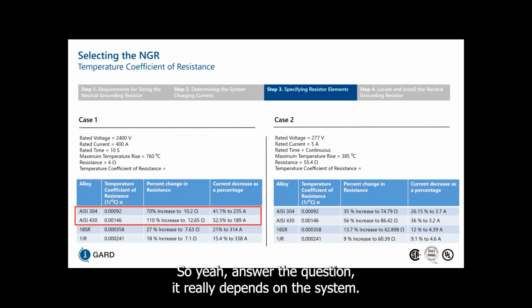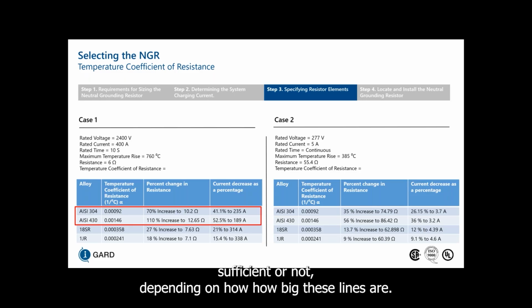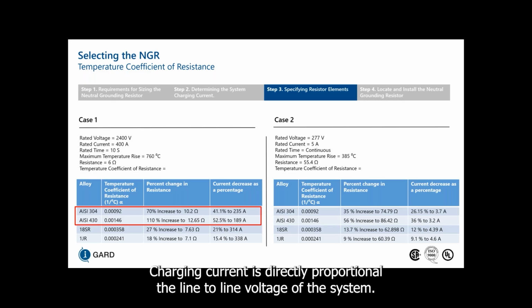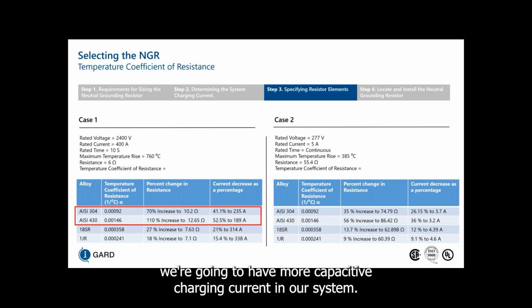So yeah, to answer the question, it really depends on the system. So it can't be said for certain that 1 kA would be sufficient or not, depending on how big these lines are. Charging current is directly proportional to the line-to-line voltage of the system. So as we increase that voltage, we're going to have more capacitive charging current in our system.